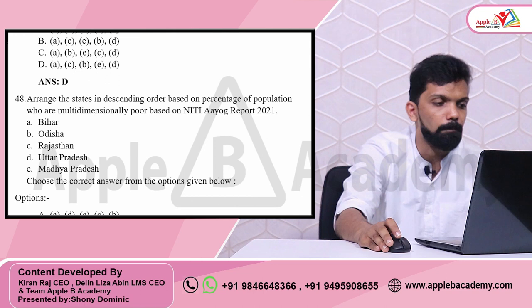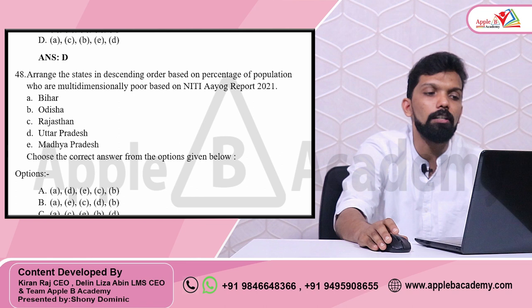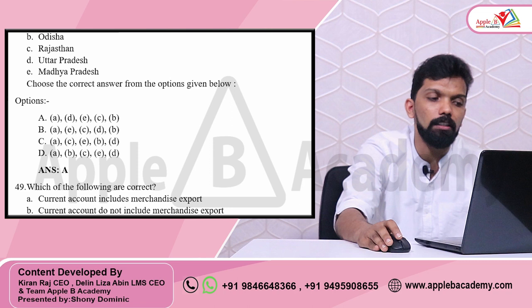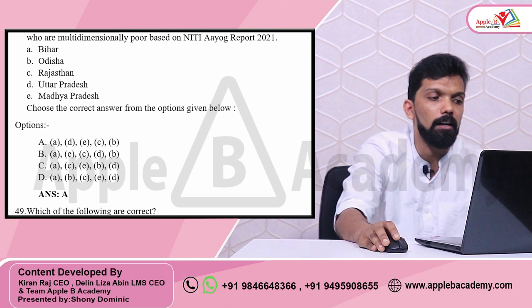Question number 48, arrange the states in ascending order based on the percentage of population who are multidimensionally poor based on the Niti Aayog report 2021. Different states are given: Bihar, Odisha, Rajasthan, Uttar Pradesh, Madhya Pradesh. The right answer for this question is option A, which is Bihar, Uttar Pradesh, then Madhya Pradesh, then Rajasthan, and last one is Odisha.